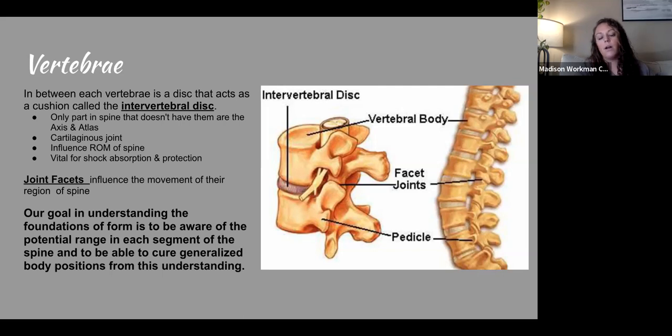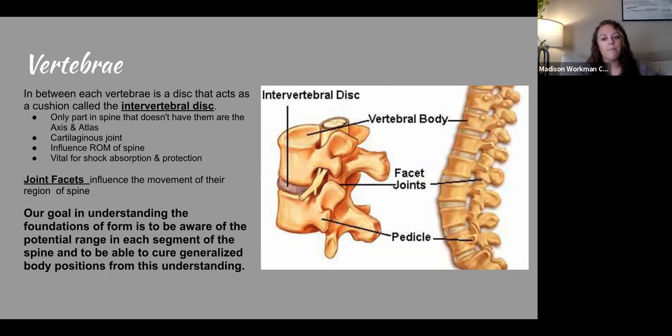Now, on the vertebrae, you also have something called a joint facet. If you look here, you can see how that looks on the vertebrae. Your joint facet influences the movement of each region of the spine. So, for example, the cervical spine does not have much mobility. However, the thoracic spine does. And this comes back to our joint facets.